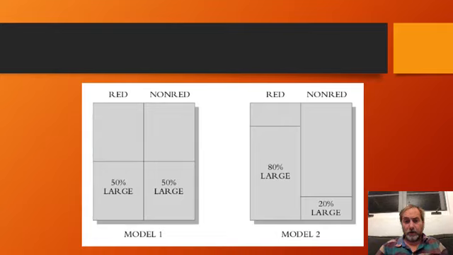So again, these were two different models. We switched in that last one to model 2. Previously, we had reds and non-reds: half of the reds were large, half of the non-reds were large. In model 2, we switched to 80% of the reds being large, 20% of the non-reds being large. In the model 2 version, we can't do the simple multiplication rule, whereas in model 1 there is no correlation. In model 2, we've got a correlation between redness and largeness.